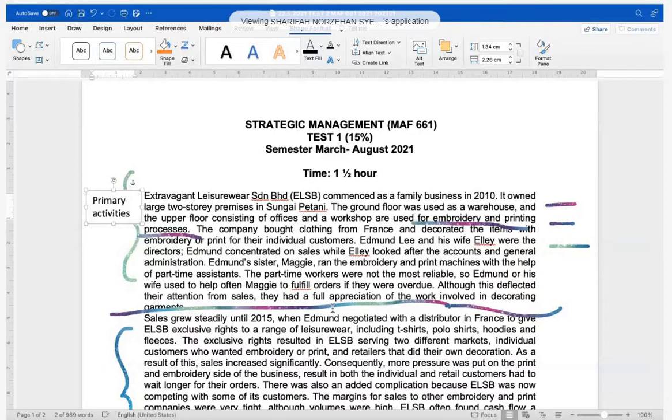They are going to decorate it with embroidery and print. So basically this is an operation taking place. So you can explain about this. All right. So you have some elements here that can help you to explain the primary activities.